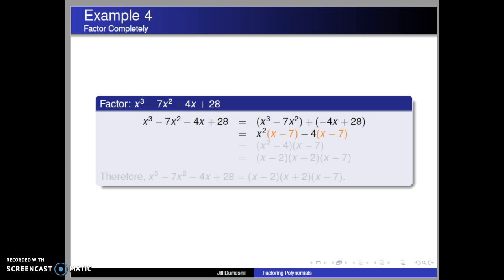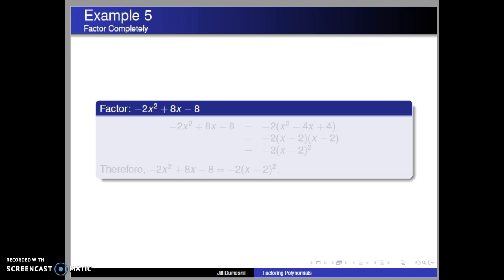This leaves a common binomial factor of x minus 7 that can be factored out, leaving another factor of x squared minus 4. We can continue factoring the difference of squares, and we get that our original cubic can be factored x minus 2 times x plus 2 times x minus 7.